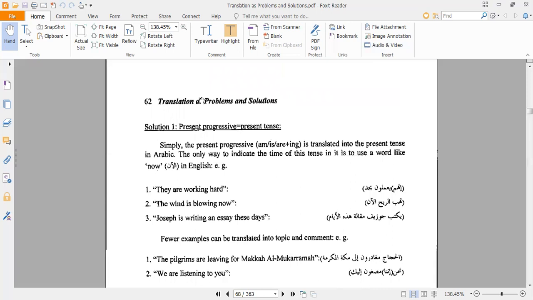For example, they are working hard: يعملون بجد. وأضيف من عندي كلمة الآن. The wind is blowing now: تهب الرياح الآن. Joseph is writing an essay these days: يكتب يوسف مقالة هذه الأيام. فكلمة هذه الأيام بتشير إلى استخدام البريزنت progressive، حدث ما زال يحدث أثناء الكلام. أوكي.